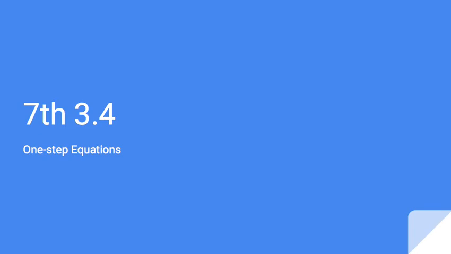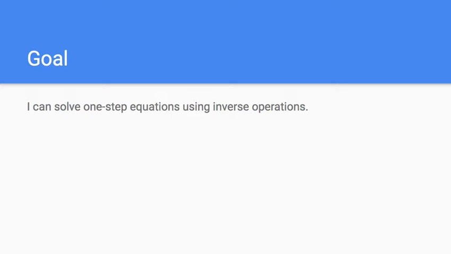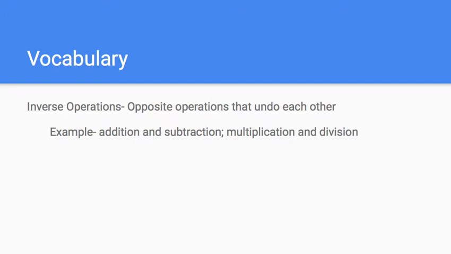This is 7th grade lesson 3.4 over one-step equations. And our goal for this lesson is I can solve one-step equations using inverse operations. There is one vocabulary term, and that is inverse operations. And they are opposite operations or operations that undo each other.